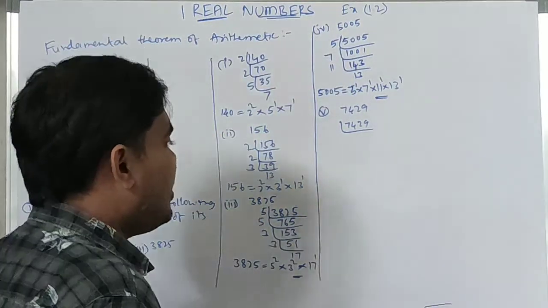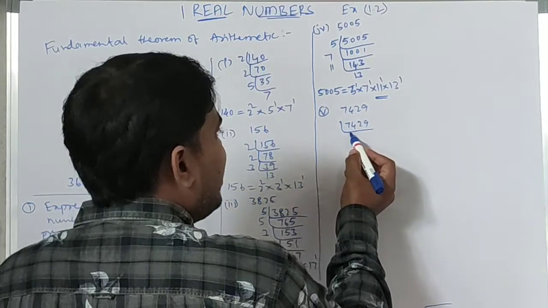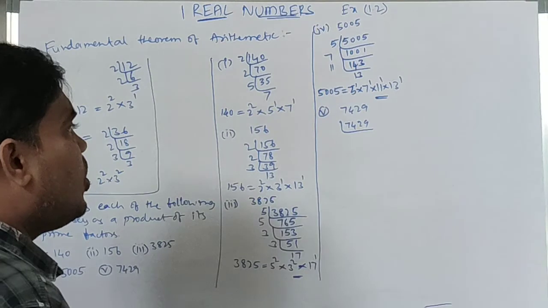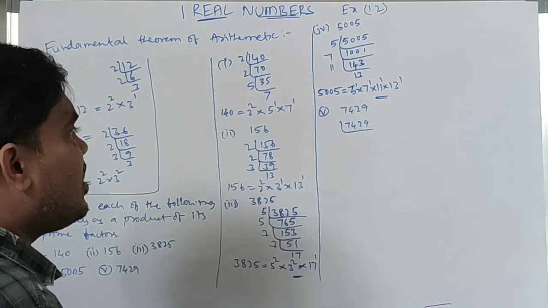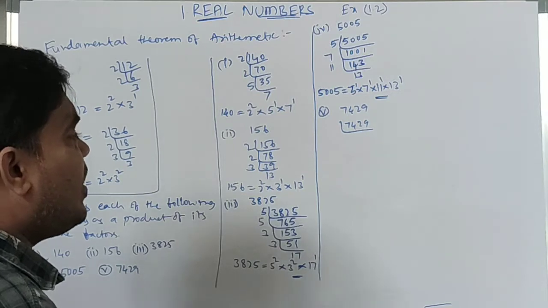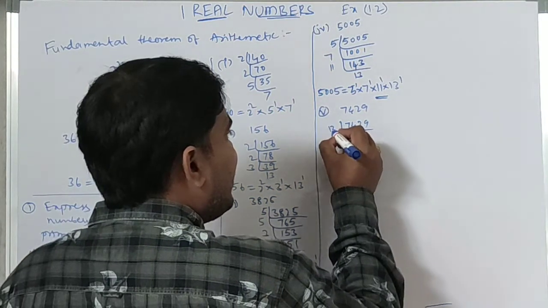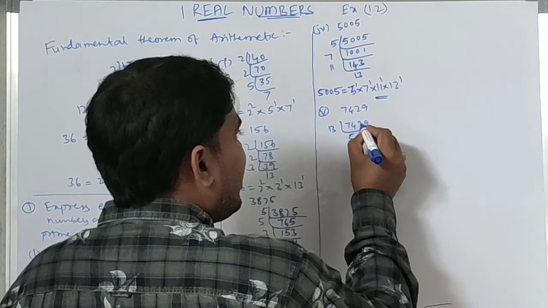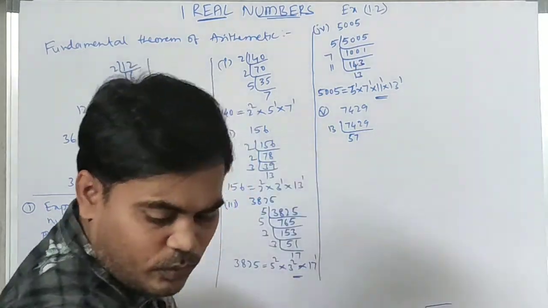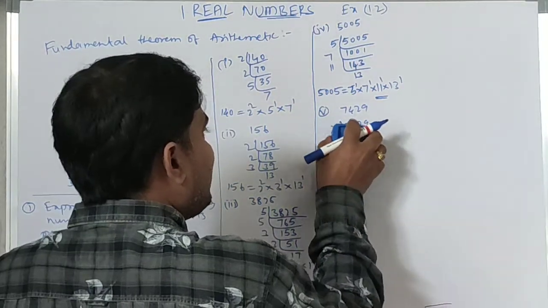So next, 13. 7429: 13 into 5, 65, 92. 13 into 6, 78, 14, 149. Okay, 13 into 5, 65, 9, 92. 13 into 7, 91, 19. So it won't be divisible by 13 also. So the next prime number is 17.